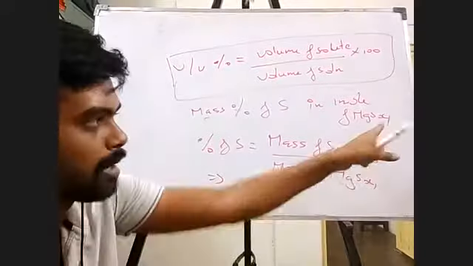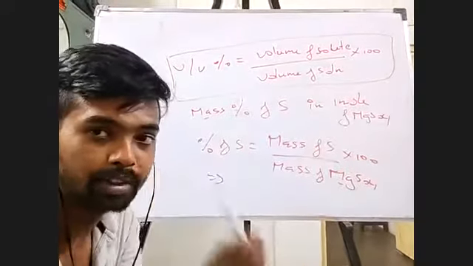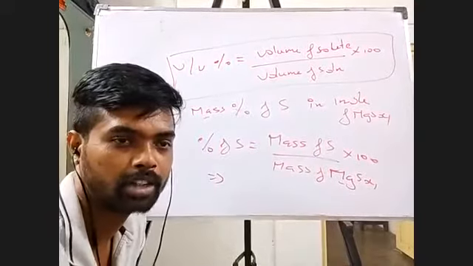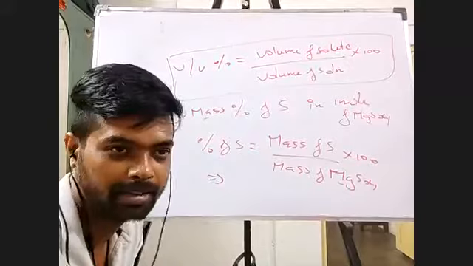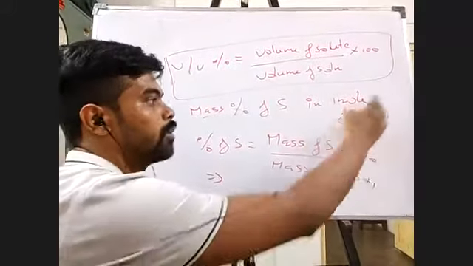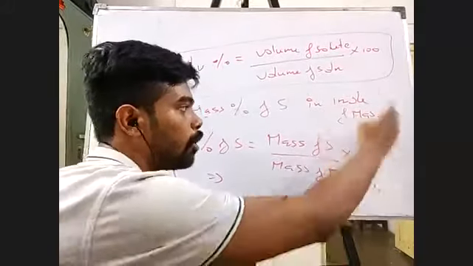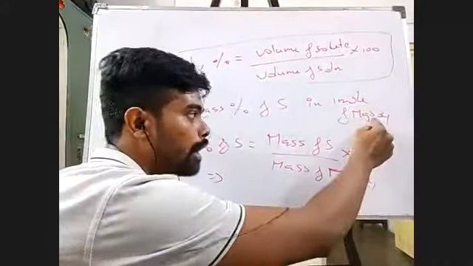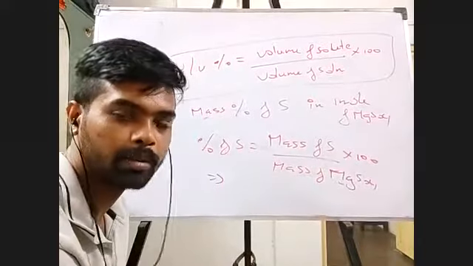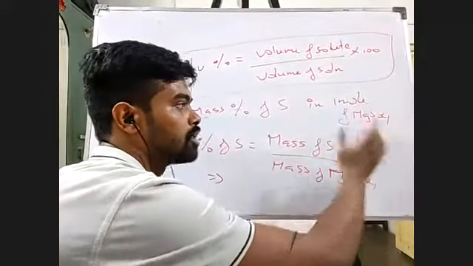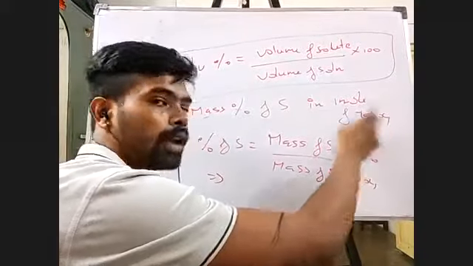How many sulfur atoms are there in one molecule of sulfur? Only one, right? So one sulfur weight is how much? 32. So can I say, in 1 mole of MgSO4, I have 1 mole of sulfur? There is only one sulfur atom in one molecule, right? Again, I repeat: in 1 mole of MgSO4, I have 1 mole of sulfur.